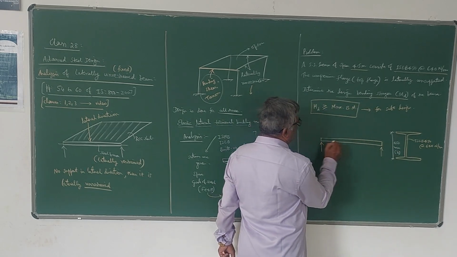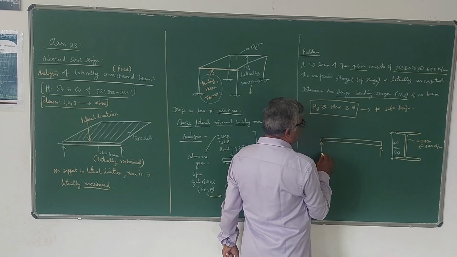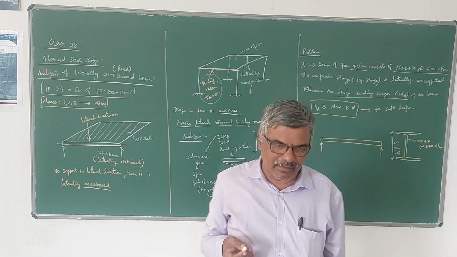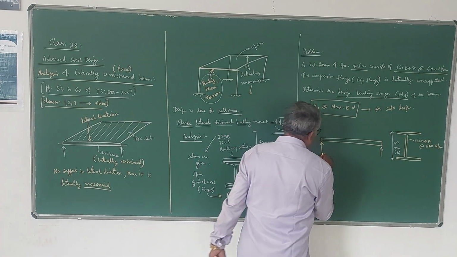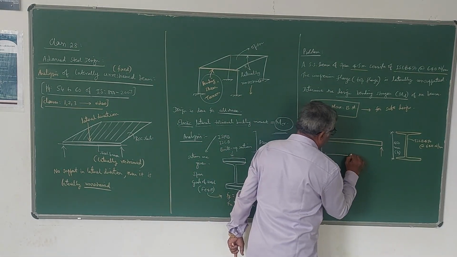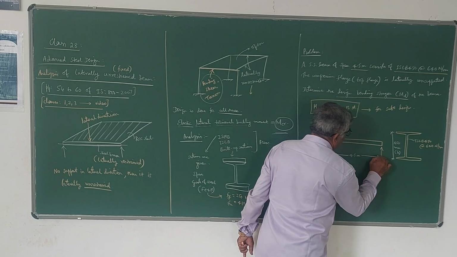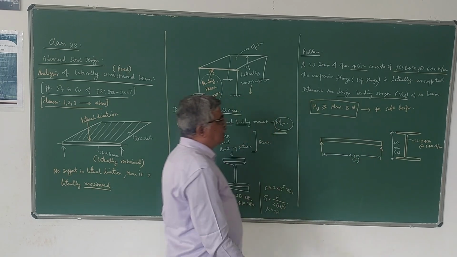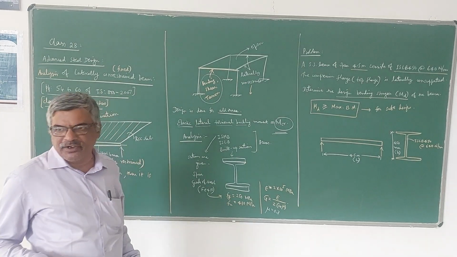So the thing is, now we don't know what the load is. How much load can be applied, we can calculate after getting the MD value. So how much is the span? 4.5 meters. This is your L. L is the span. You can take the span as the effective span.